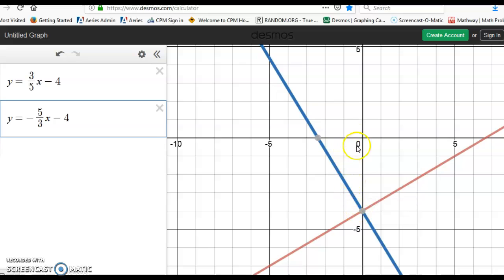We could have rotated it around any point. We could have rotated around 0, 0. It was just easier to rotate it around your y-intercept to make your lines a little bit easier. All right, so this is the line that we should have gotten.